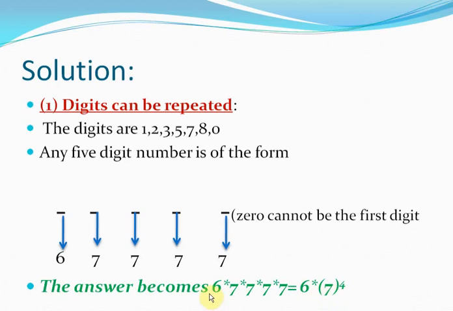Again I would like to repeat, the first place can be filled in 6 ways because we cannot have a 0 at the first place. The second place can be filled in 7 ways, and so the third, fourth and fifth place, and so the answer becomes 6 into 7 to the power 4.